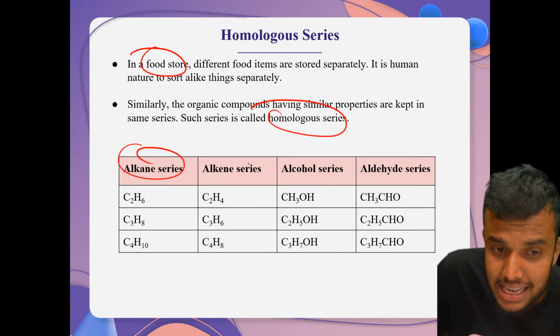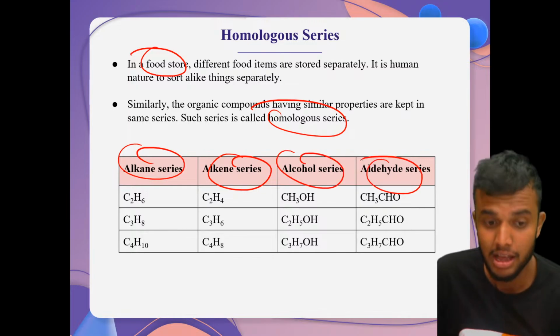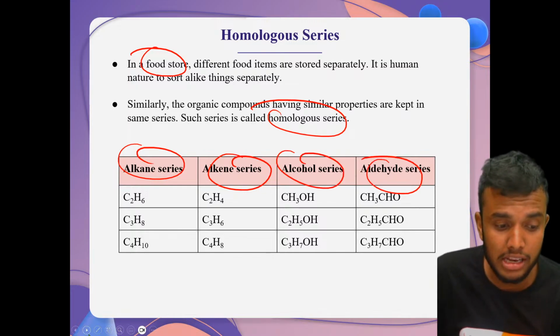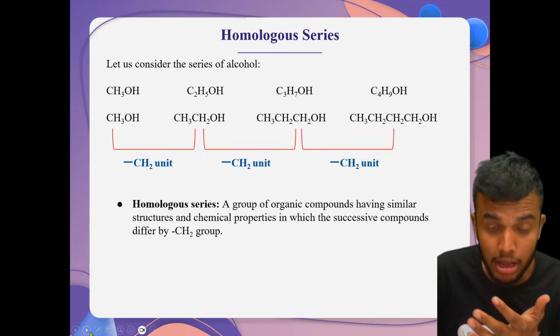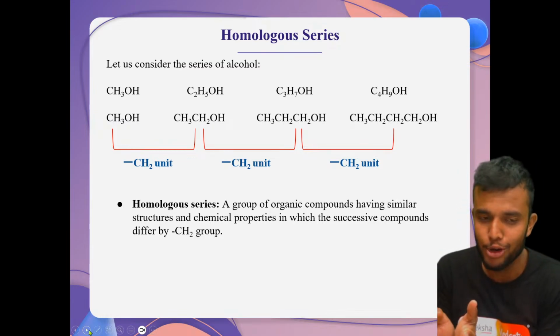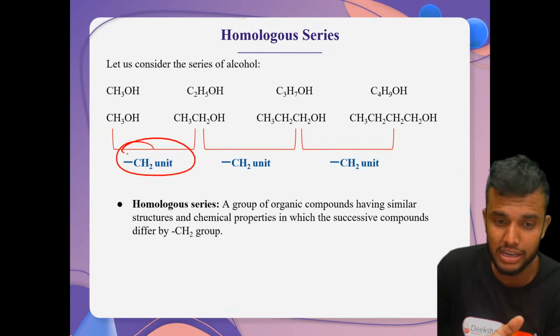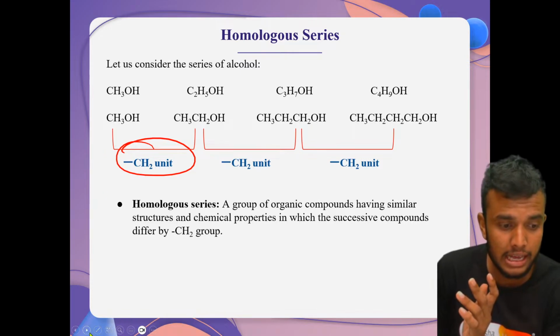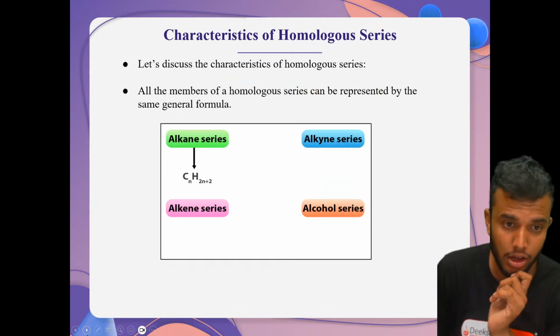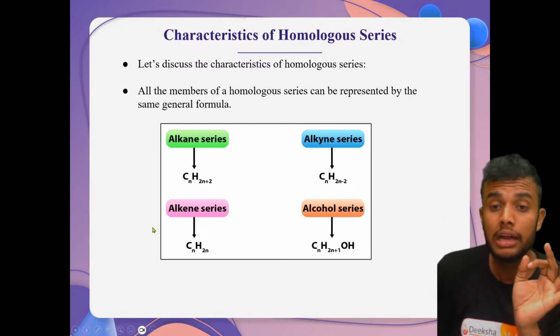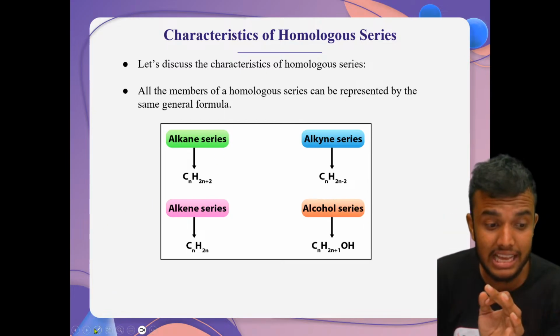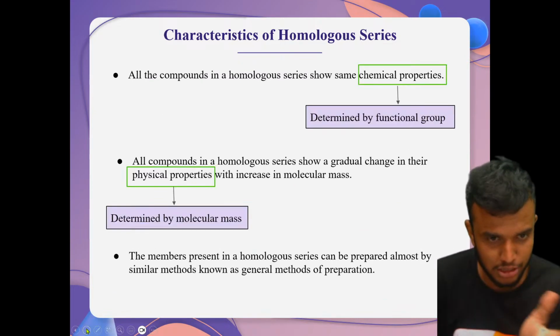For example, alkane series, alcohol, aldehyde. These all have similar properties. Come on, let's discuss this one. Between two consecutive members of a homologous series, there is a CH2 unit difference. This is the first property. Then the second one: methanol and ethanol have the same general formula, and also a CH2 unit difference.